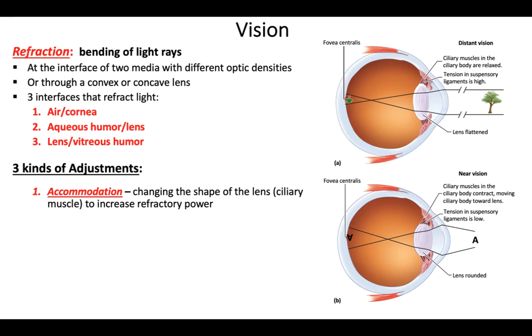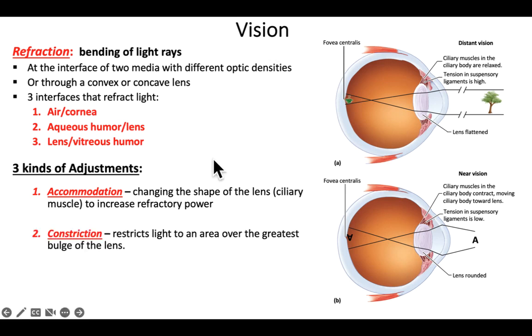And again, that's called accommodation. So that's one of the adjustments that the eyeball can make. It can change the shape of the lens. The second adjustment is constriction. So we can restrict the amount of light over the area of the greatest bulge of the lens. So we can adjust using our iris and pupil. We can restrict the light where it's going to go through the lens, the best location.